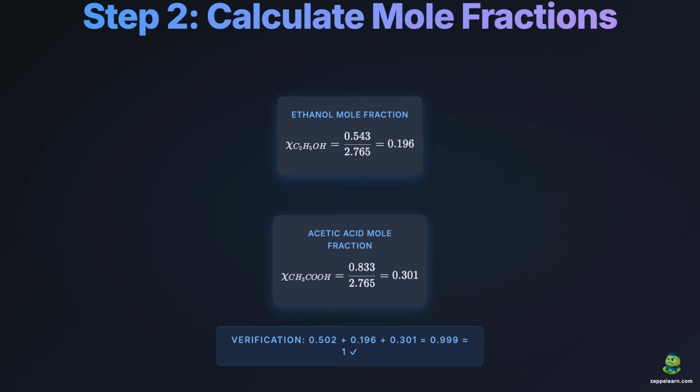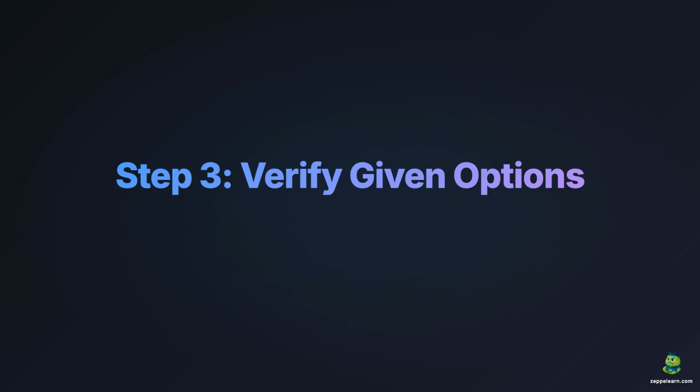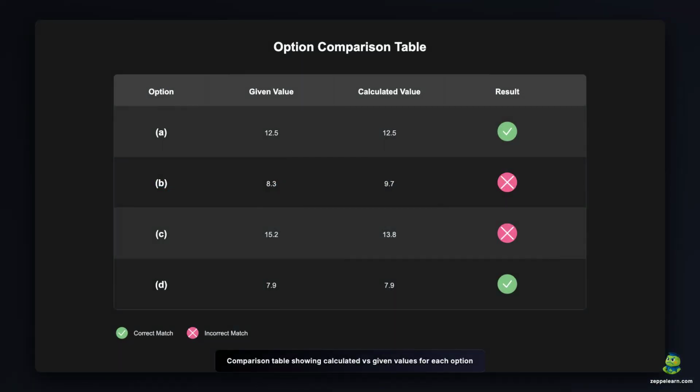Let's verify our calculations sum to 1. 0.502 plus 0.196 plus 0.301 equals 0.999, which is essentially 1 within rounding error. Now let's systematically compare our calculated values with each given option to determine which are correct. This table clearly shows our calculated values compared to the given options, highlighting which ones match.